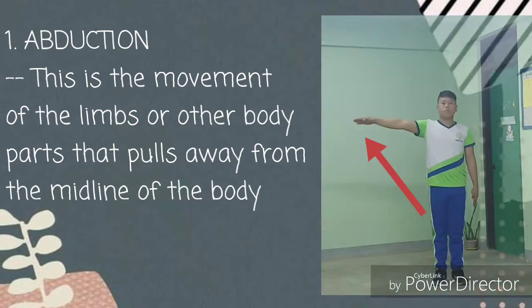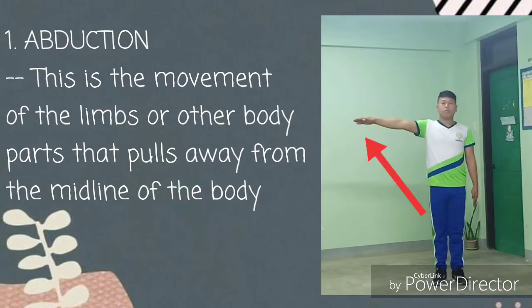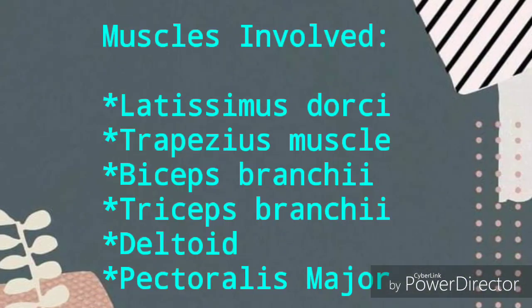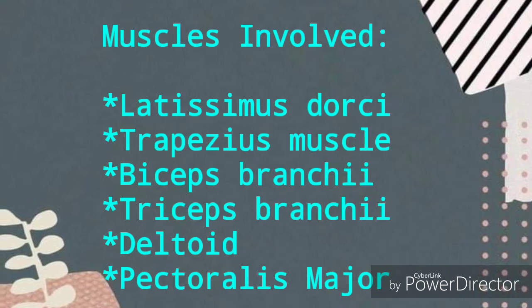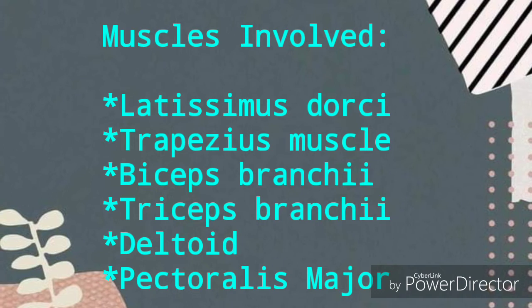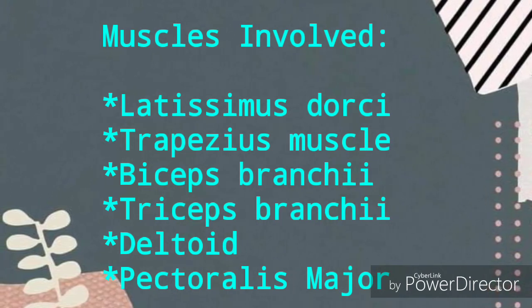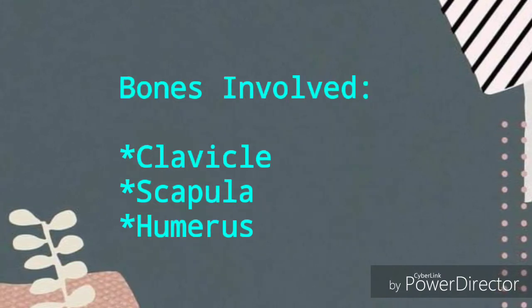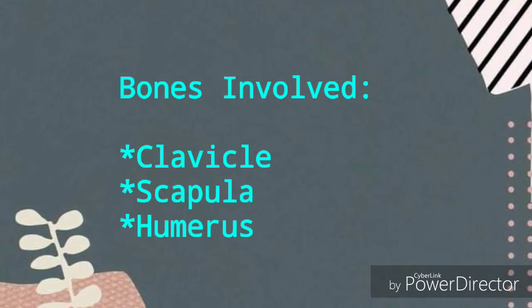First is abduction. This is the movement of the limbs or other body parts that pulls away from the midline of the body. Muscles involved are latissimus dorsi, trapezius muscle, biceps brachii, triceps brachii, deltoid, pectoralis major. Bones involved are clavicle, scapula, and humerus.